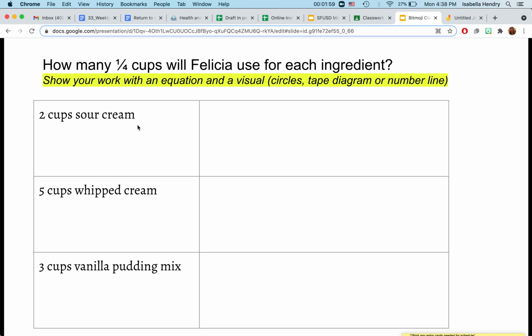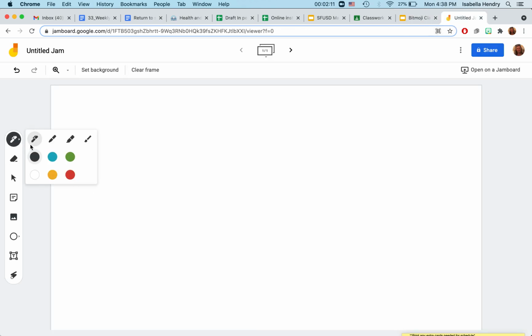I'll show you guys how to do the first one. Let's say that she needs 2 cups of sour cream, and we want to know how many 1/4 cups she'll use for each ingredient. I'm going to start off with my equation. That's 2 cups of sour cream divided into 1/4, and I want to know how many 1/4s it's going to be.